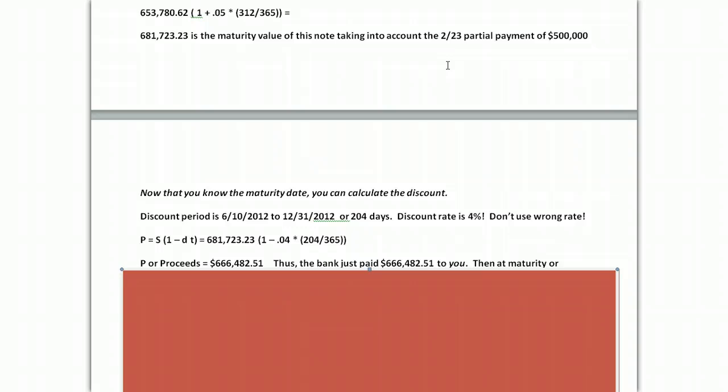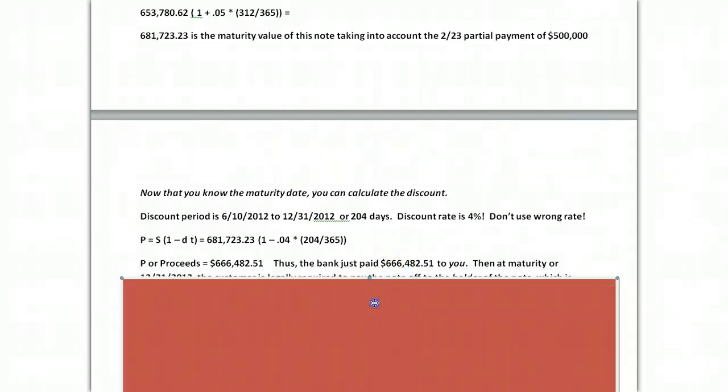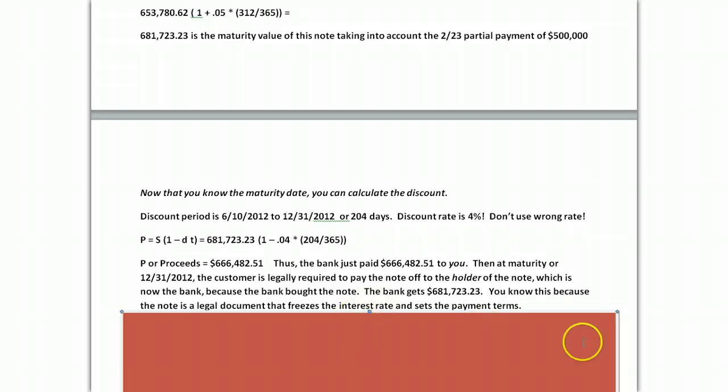204, enter. 365 divide, 0.04 times, and then change sign, 1 plus, and then 681,723.23 times. 666,482.51. So on June 10th, you walked out of the bank with that 666,482.51.